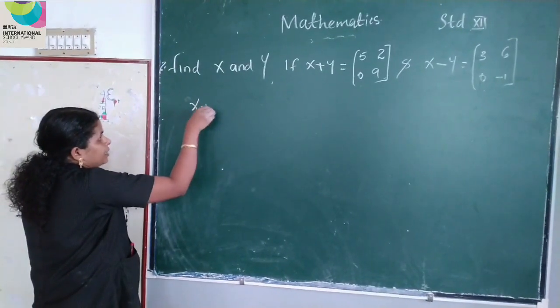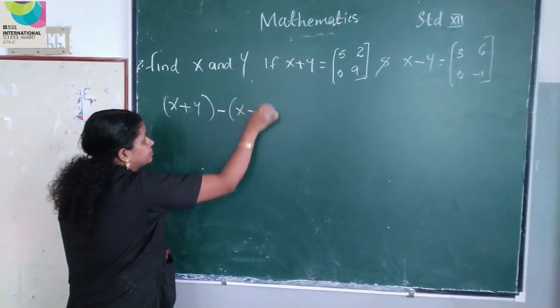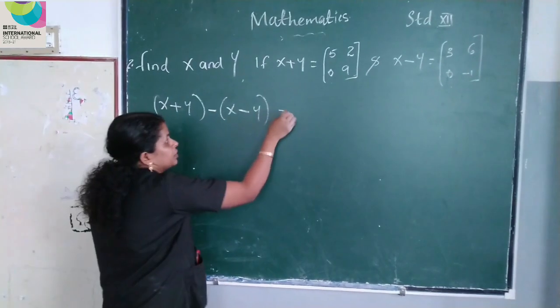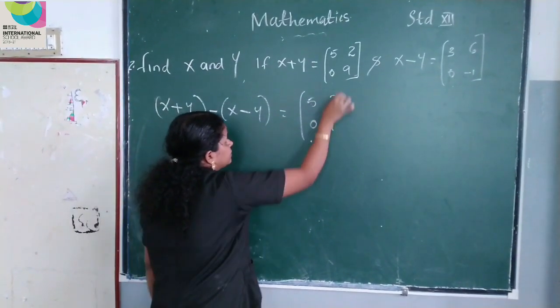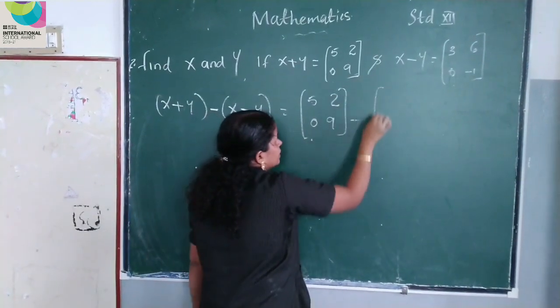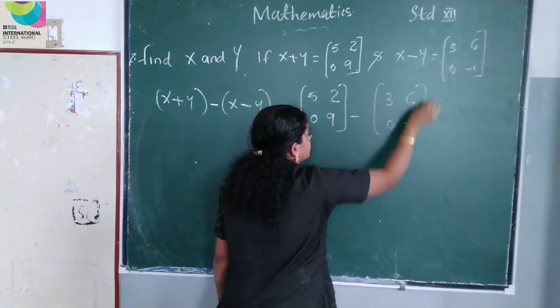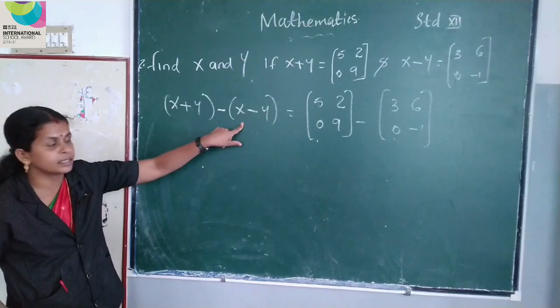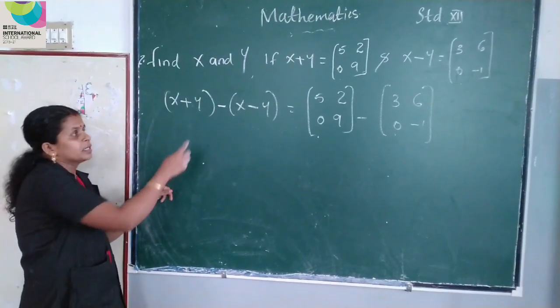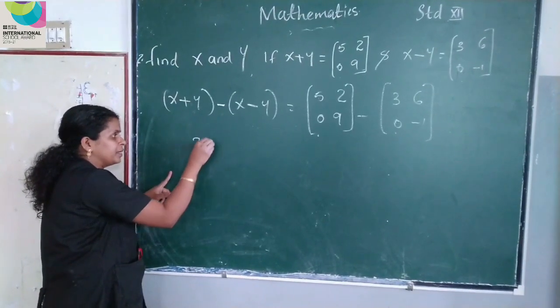Now (X plus Y) minus (X minus Y), which is equal to matrix [5, 2; 0, 9] minus matrix [3, 6; 0, minus 1]. Here X minus X is equal to 0, Y minus minus Y, that means 2Y.